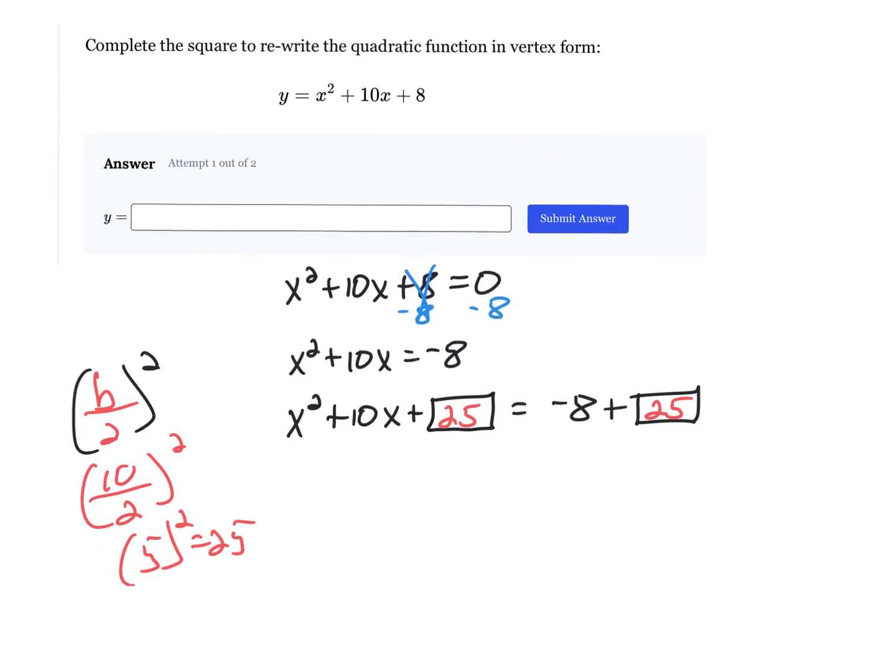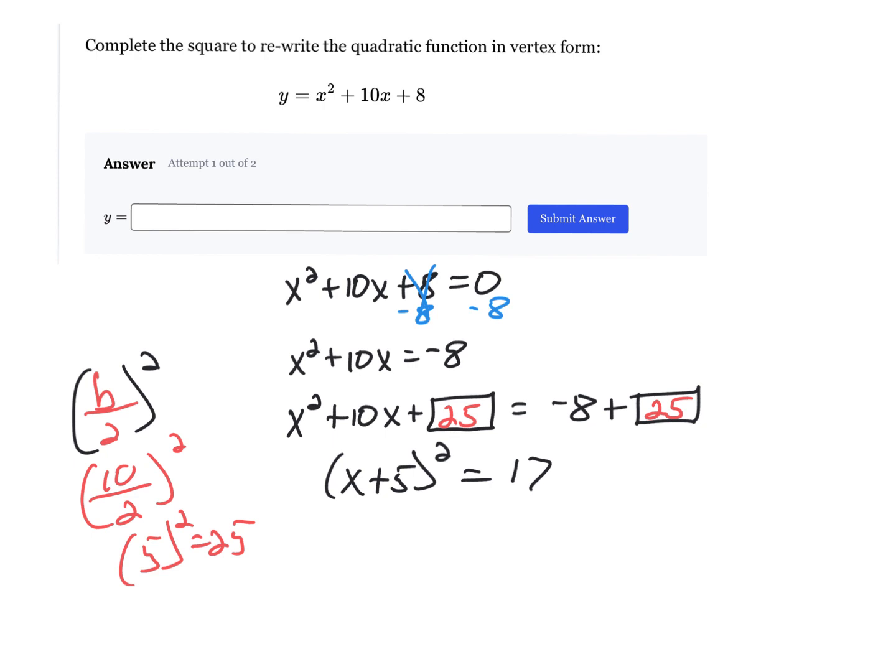Now, the reason that we do that is because this term here is now a perfect square trinomial, and the factor of it is x plus 5 squared. That's x plus 5 times x plus 5. It's the factors of 25 that add up to 10. It's 5. So once you find half of your b, b divided by 2, that's the term that goes here. X plus 5 squared is how you factor it. Okay, now that equals, on the right side, negative 8 plus 25, or 25 minus 8, which is 17.